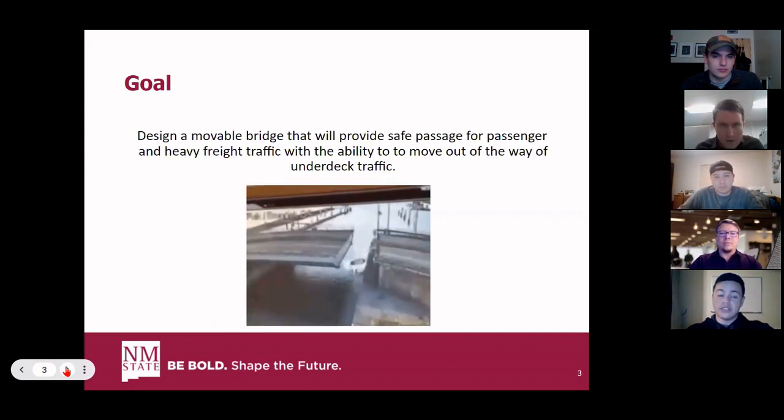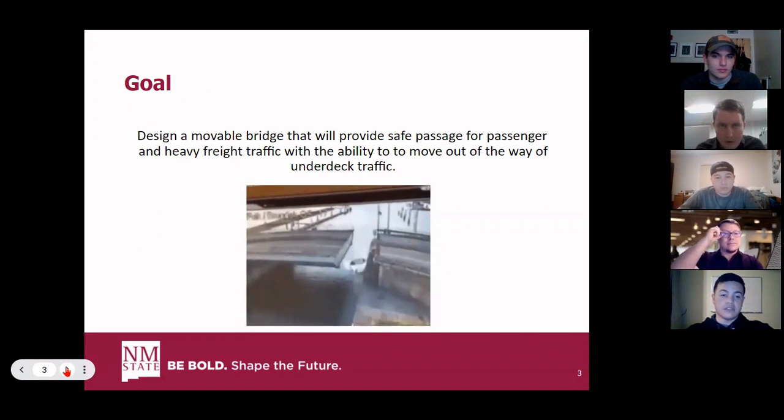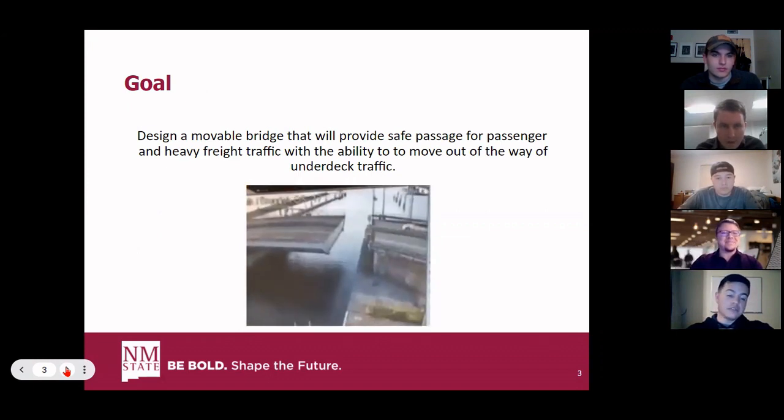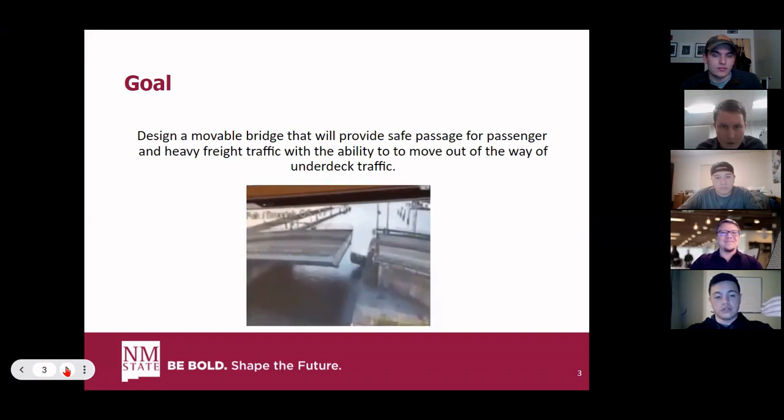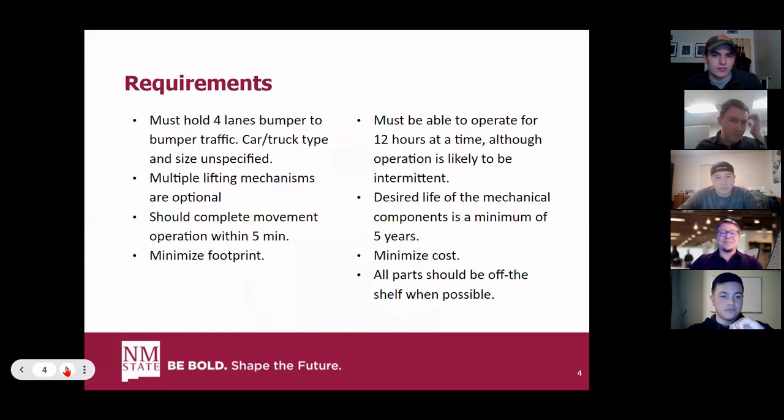So the goal of the project is to design a movable bridge that will have safe passage for not only passengers over the bridge, but also passengers using the waterway under the bridge. And here we have our requirements. It's going to, again, hold time requirements, dimension requirements, and safety requirements. And we can move on.